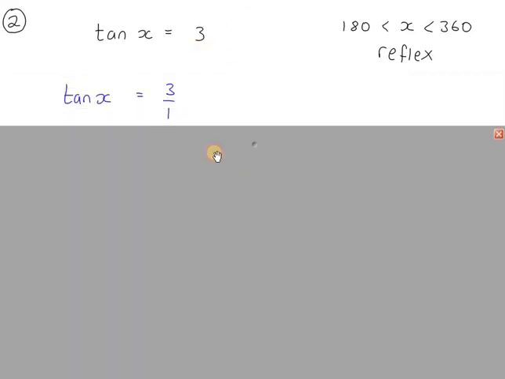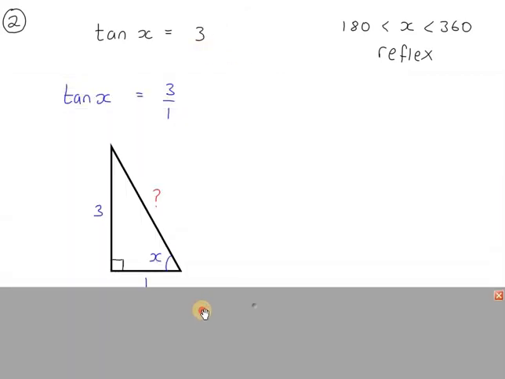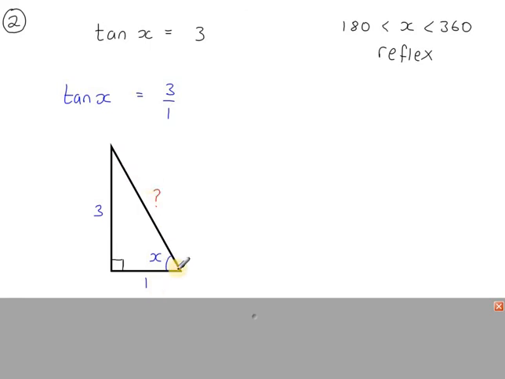Example 2. So tan x is equal to 3, and x is a reflex angle. It's in the interval 180 to 360 degrees, and the tan ratio given here is positive. To represent this on a right angle triangle, we need two values, because tan is the opposite over the adjacent, so it's 3/1. On a right angle triangle, we're looking for the longest side, so 3 squared plus 1 squared gives us 10, so the hypotenuse is the square root of 10.